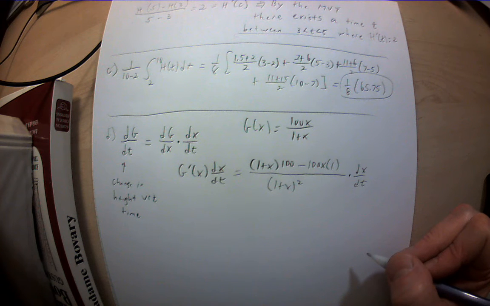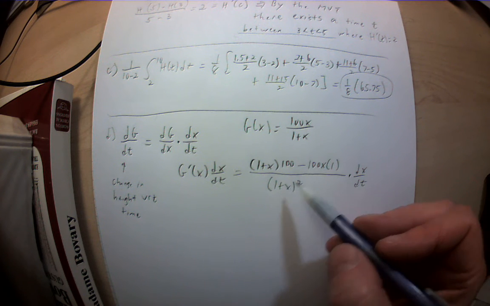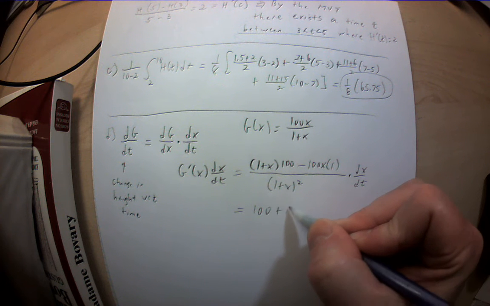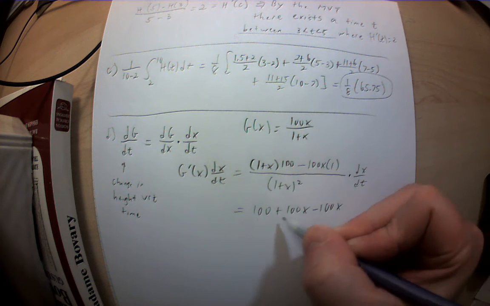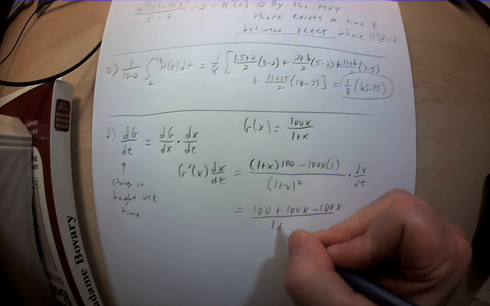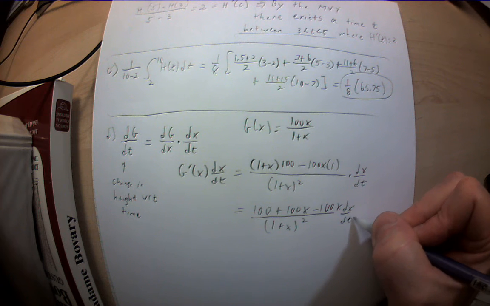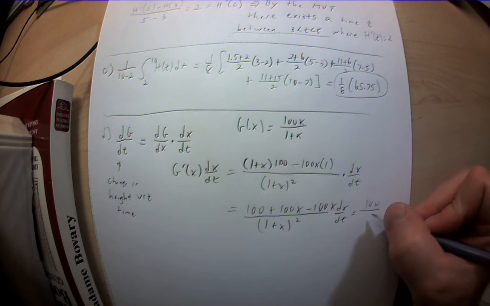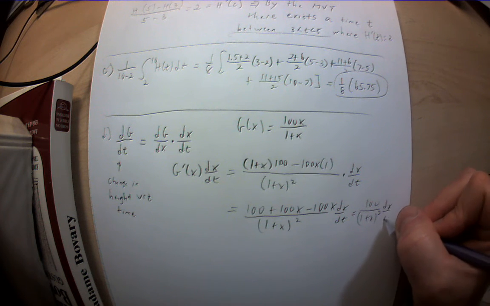So let's see, now what do I know? If I do the top, I've got 100 plus 100x minus 100x over 1 plus x squared dx over dt. So that's 100 over 1 plus x squared dx dt.